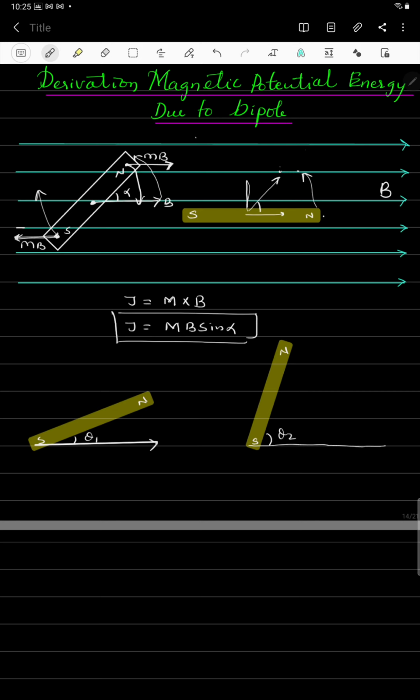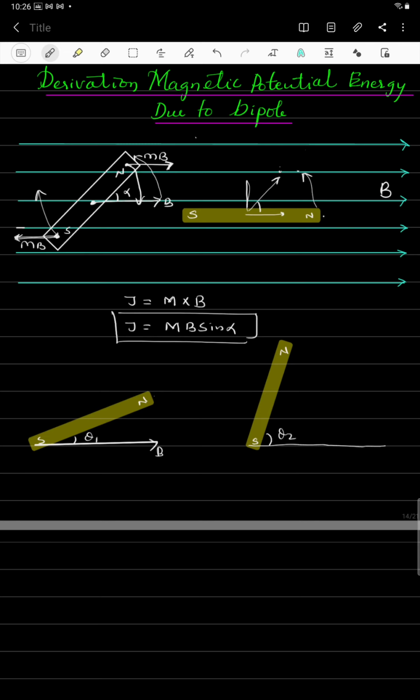So here in the field B, the north pole is doing work, making an angle theta 1, and I am moving this magnet up to theta 2. So we have to do some work on it, and that work is converted into potential energy in the magnetic system. For finding this potential energy, we'll do a small work on it.